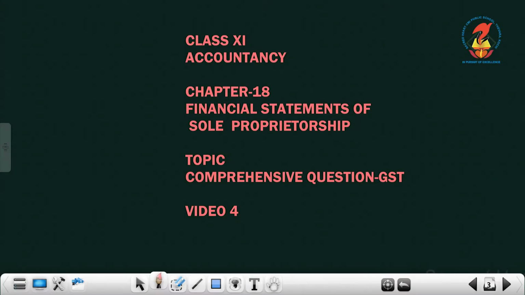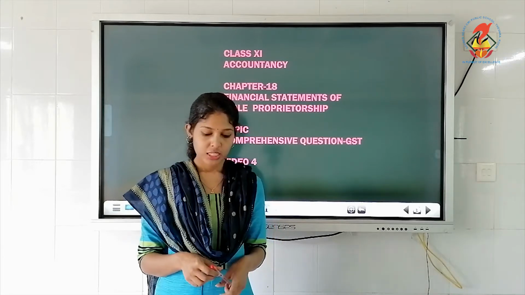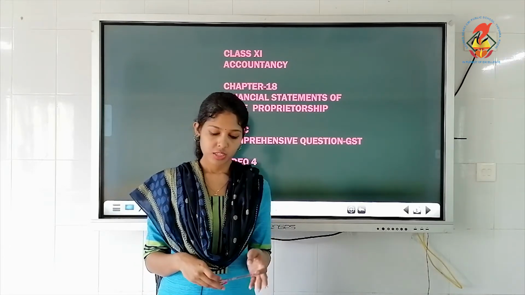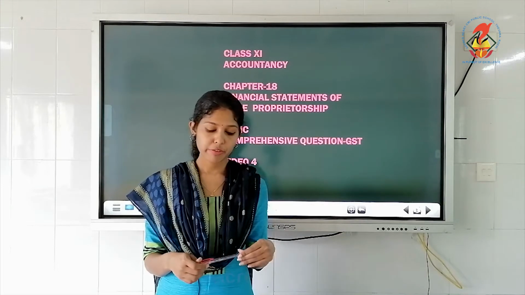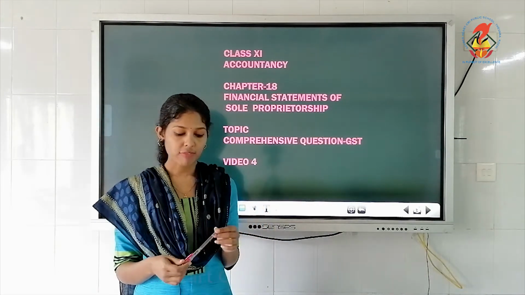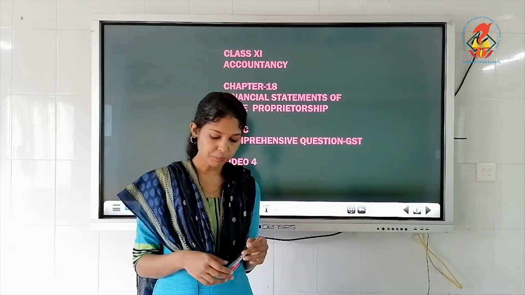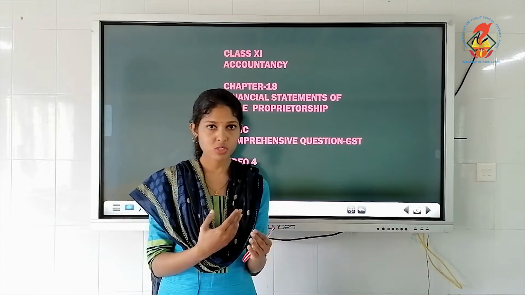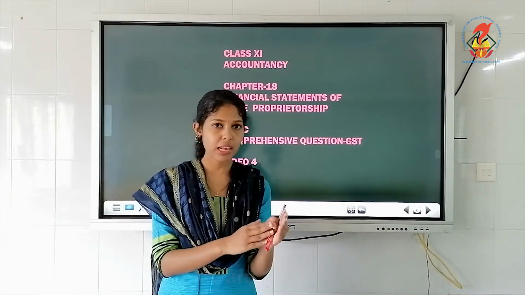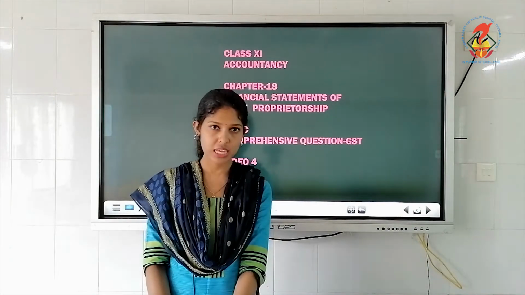Now we'll work out one comprehensive question with GST. Illustration 25, page number 18.45. From the following balances, you have to do trading P&L and the balance sheet. Again, one trial balance is given to you, but it's not like the previous question. They haven't written debit balances and credit balances. So you will have to go through each and every item.